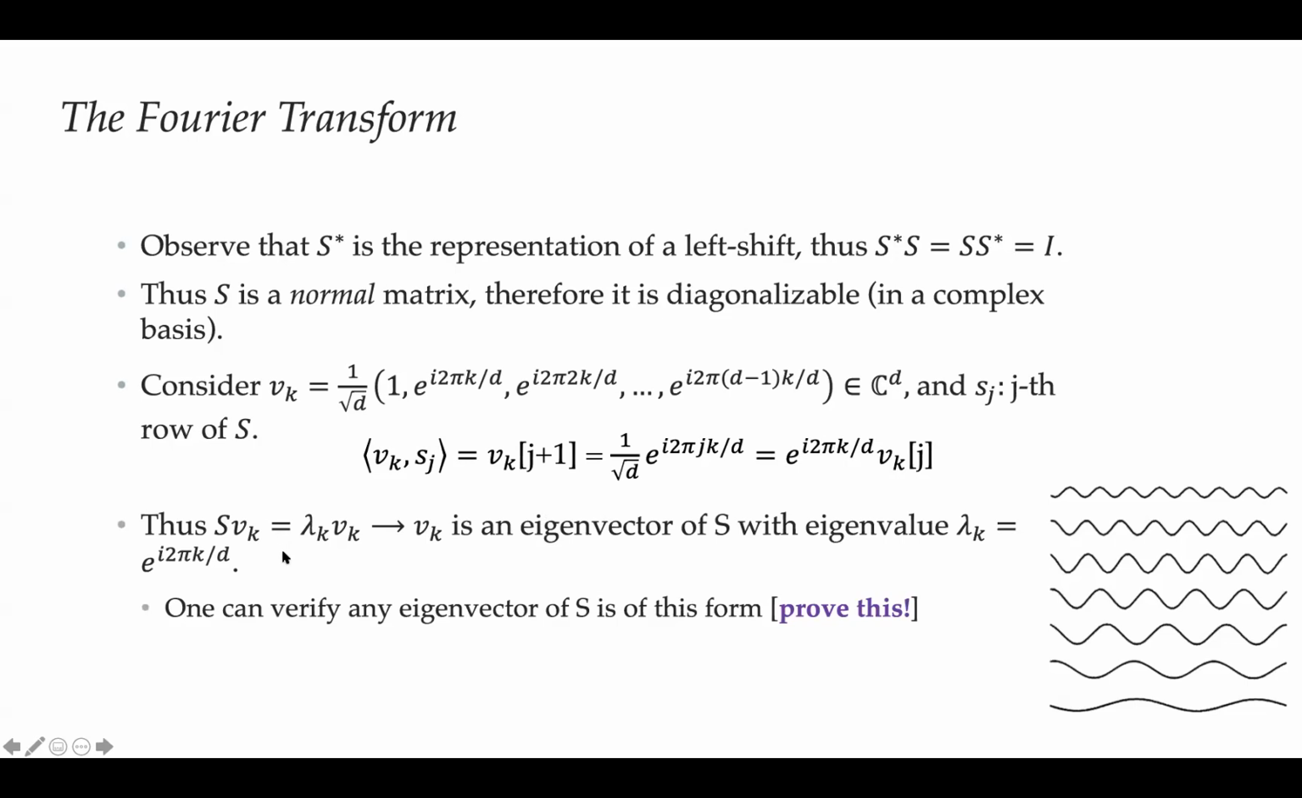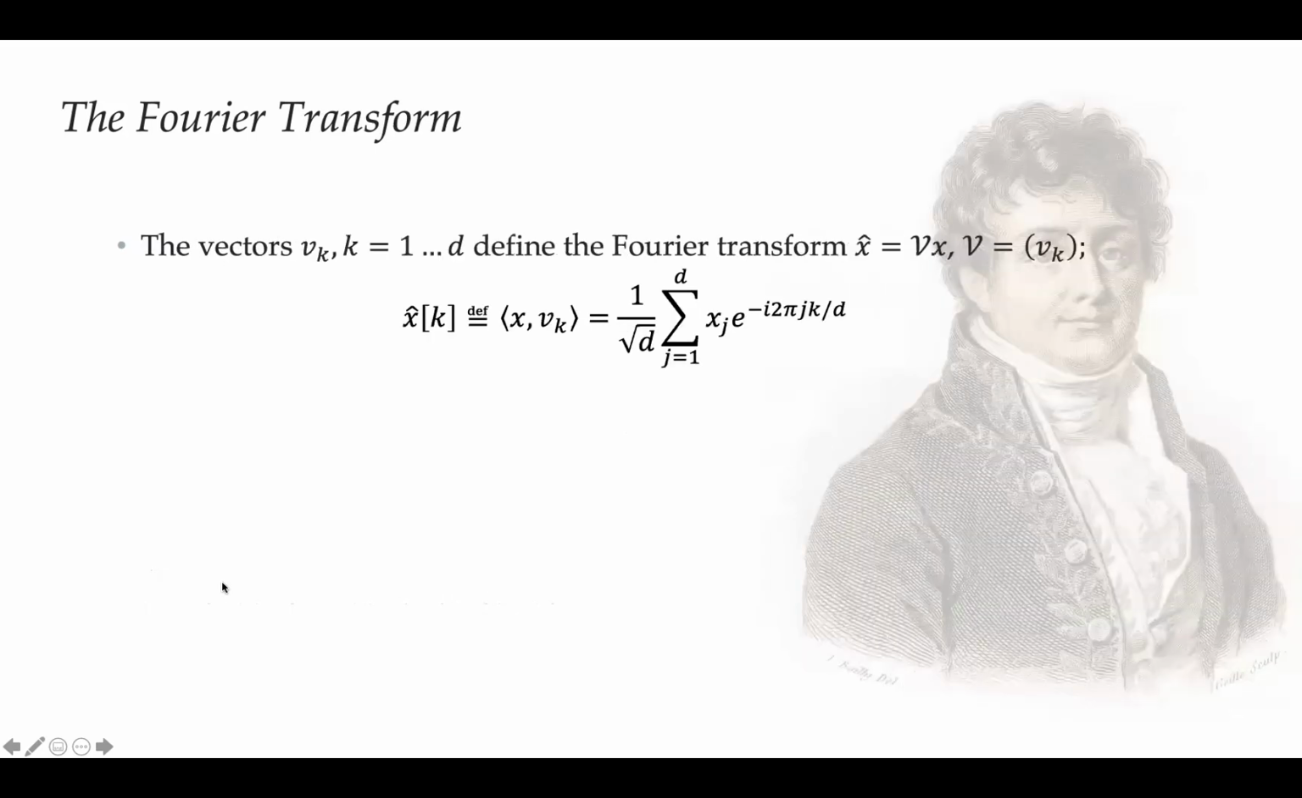And in fact, it's easy to verify that these are all the eigenvectors of S. All of the eigenvectors must have this form. Again, this is left as an exercise for you. These vectors should be no surprise, and I'm hoping you have encountered them in the past. These vectors together define a Fourier transform.